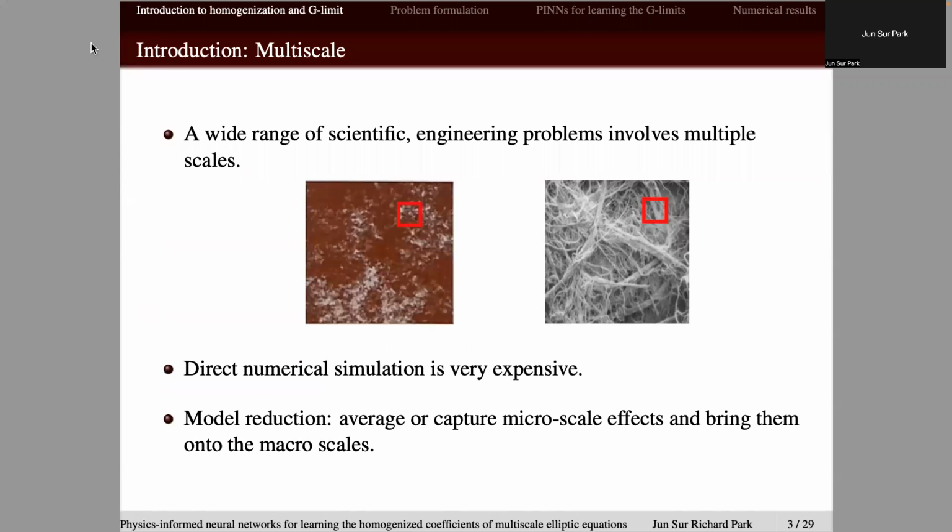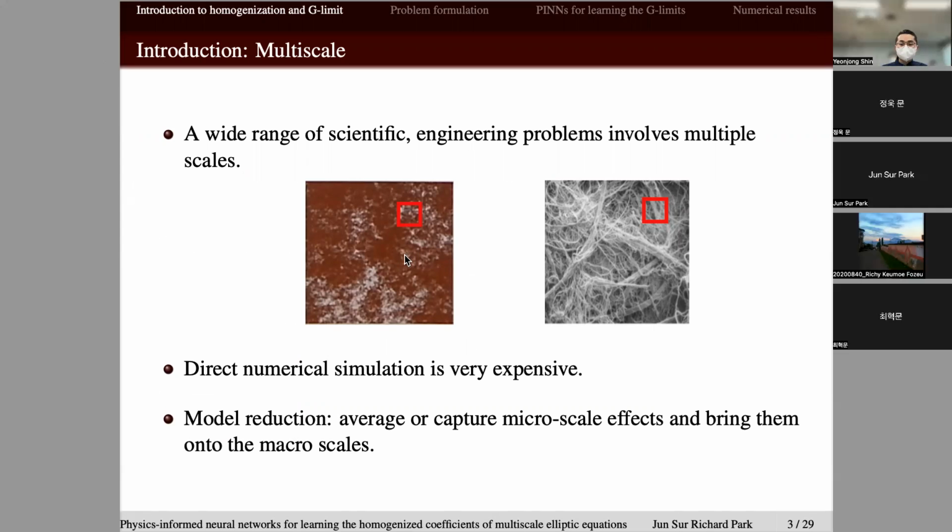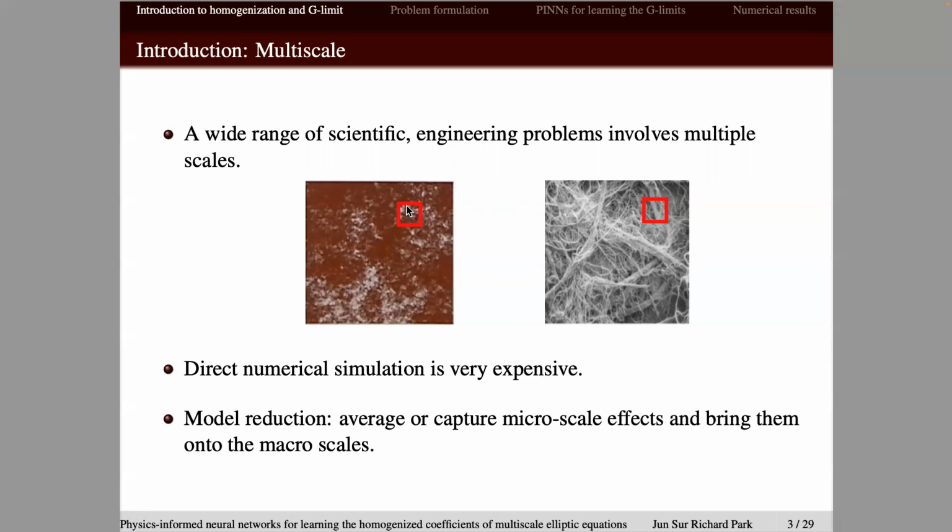Okay, so a wide range of scientific and engineering problems involve multiple scales. If you look at these two pictures, they represent heterogeneous porous media and fiber materials. Due to their complex geometry, if you focus on this small region represented by these red squares, we can still see some fine scale variation even inside this small region. Typically media like this have their own macroscopic structure, but if we focus on the small region, we can still see some fine scale oscillations as well. So we say that this type of media has multiple scales in that sense.